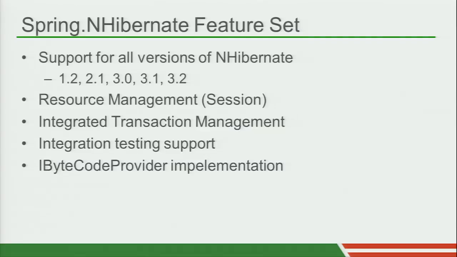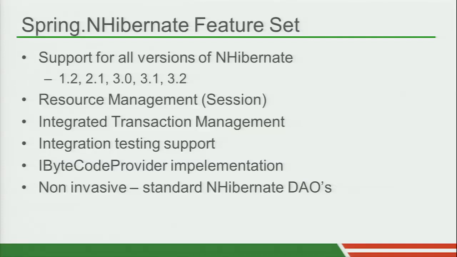We have our own IBytecodeProvider implementation. So IBytecodeProvider is the mechanism by which Hibernate itself generates its proxies in order to support things like lazy loading and so on. Spring.NET, when you use it with Hibernate, uses the Spring.NET bytecode provider in order to get that work done. So it's the same proxy generating engine that is generating the proxies for us in the context of AOP, is also being used to generate the proxies for lazy loading and other stuff like that in the context of using Hibernate. It's non-invasive. You can use standard Hibernate data access objects that you're all familiar with as a pattern, I'm sure.